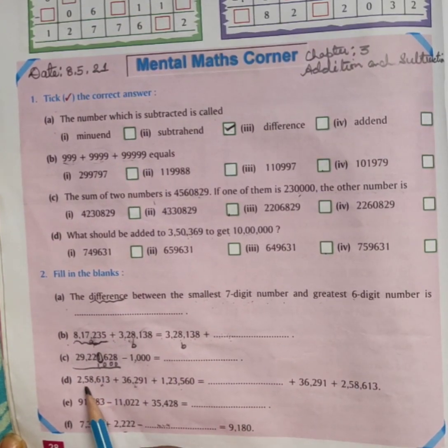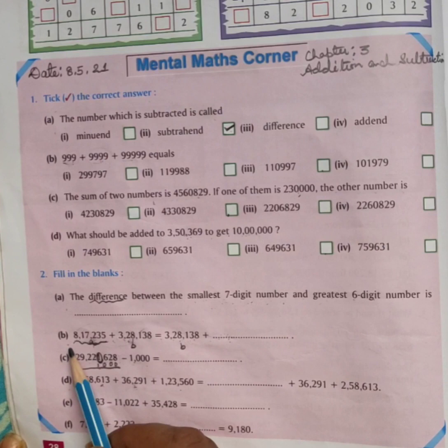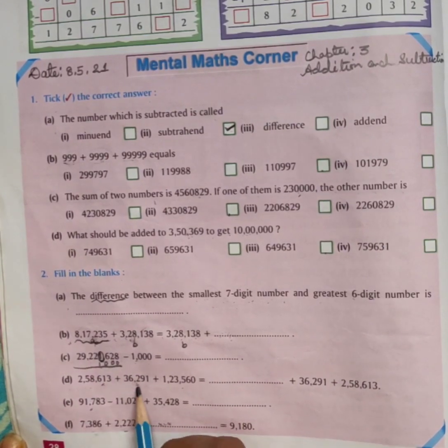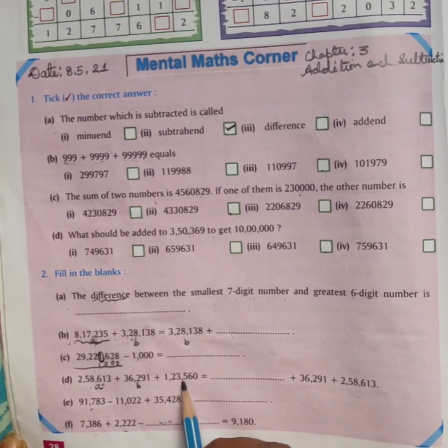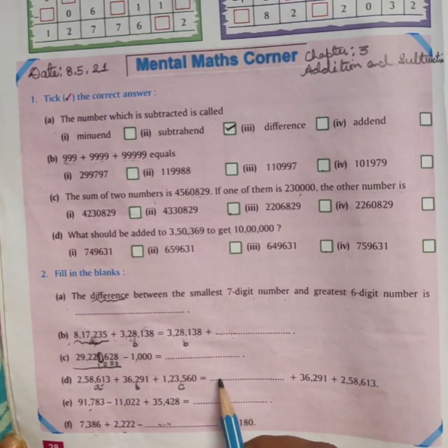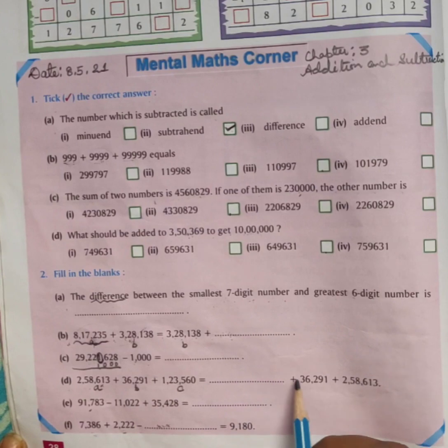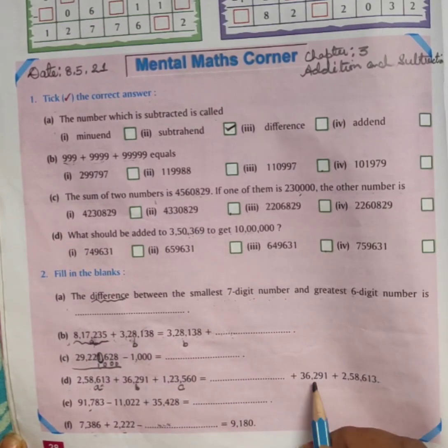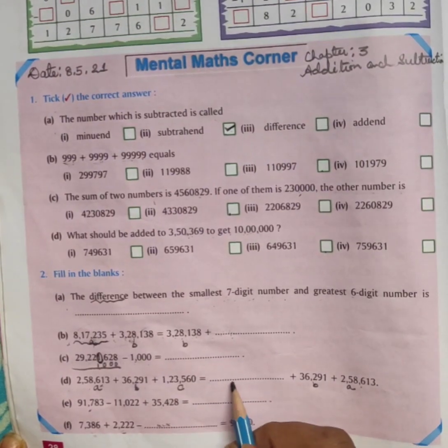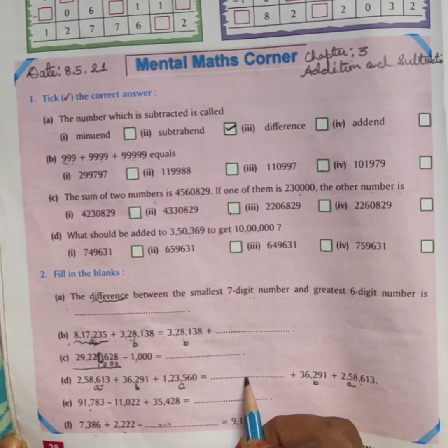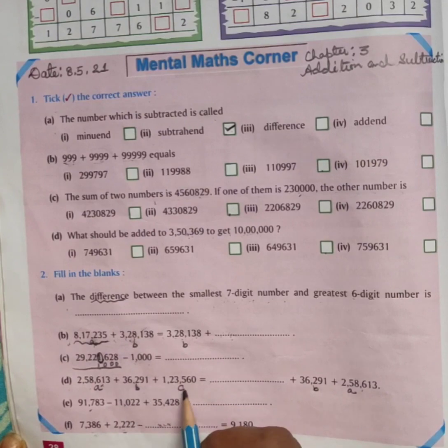Number D. Same as you saw in the B part, here three numbers are given. This is A, this is B and this is C. Now the order is changed, that is, here you see B and A are given. So what should you fill in this blank? That is C.